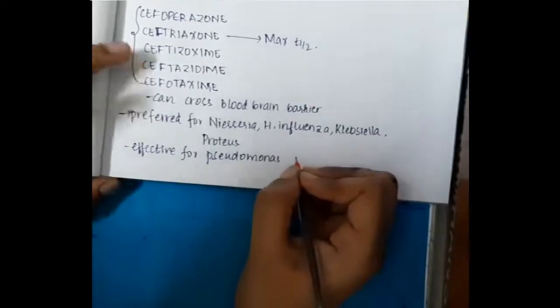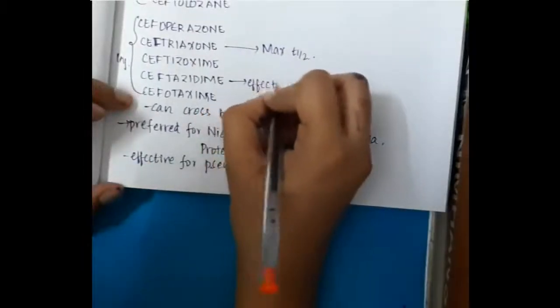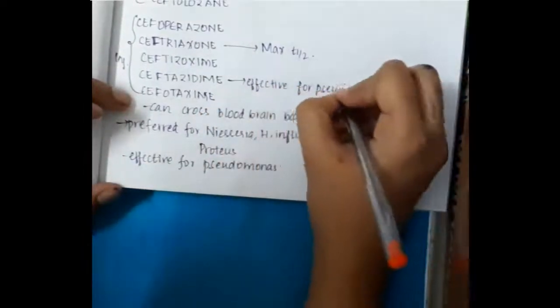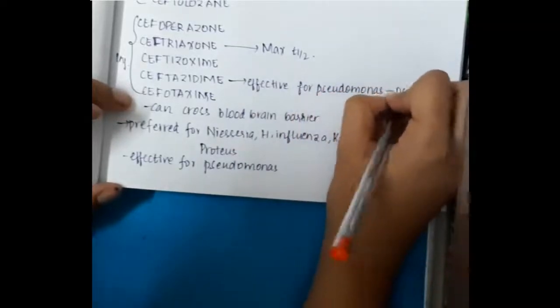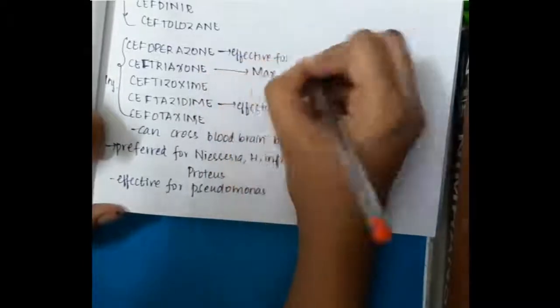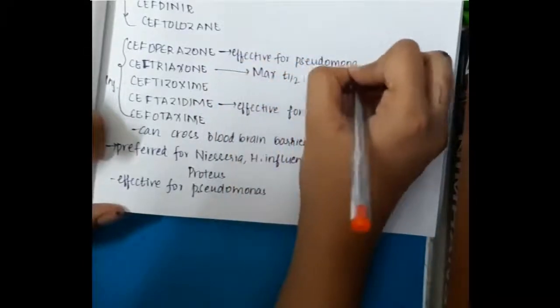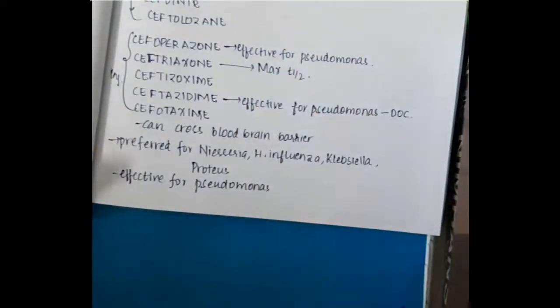They are effective for Pseudomonas, including Pseudomonas meningitis. One more thing: ceftazidime is effective for Pseudomonas, and this is actually the drug of choice for Pseudomonas. Cefoperazone is also effective for Pseudomonas. The drug of choice for Pseudomonas is ceftazidime, which you should remember.